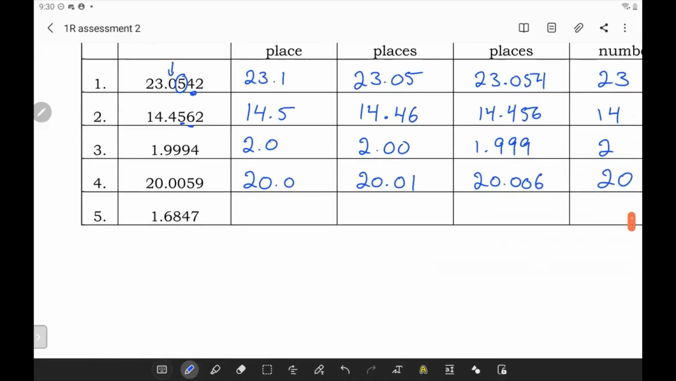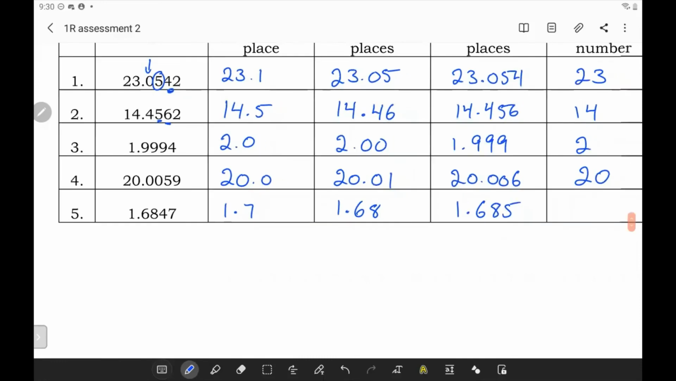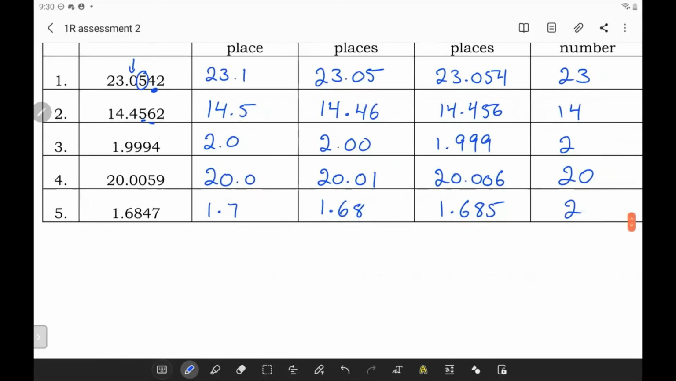And finally, the last question for the day, we have the one decimal place, this will be 1.7. The two decimal places, this will be 1.68. The three decimal places, we have 1.685. And to the nearest whole number, we have 2.